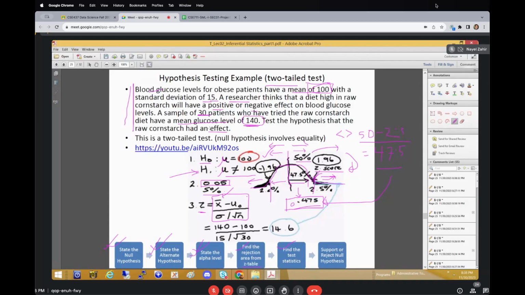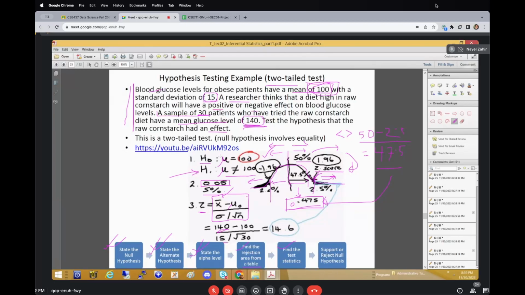After taking a sample of 30 patients, we observe the sample mean, which is 140. And then this is mu 0, usually we call it the population mean. The population mean at this stage is 100. So X bar is 140 and mu 0 is 100. Then divided by sigma, our population standard deviation, which is 15 here.